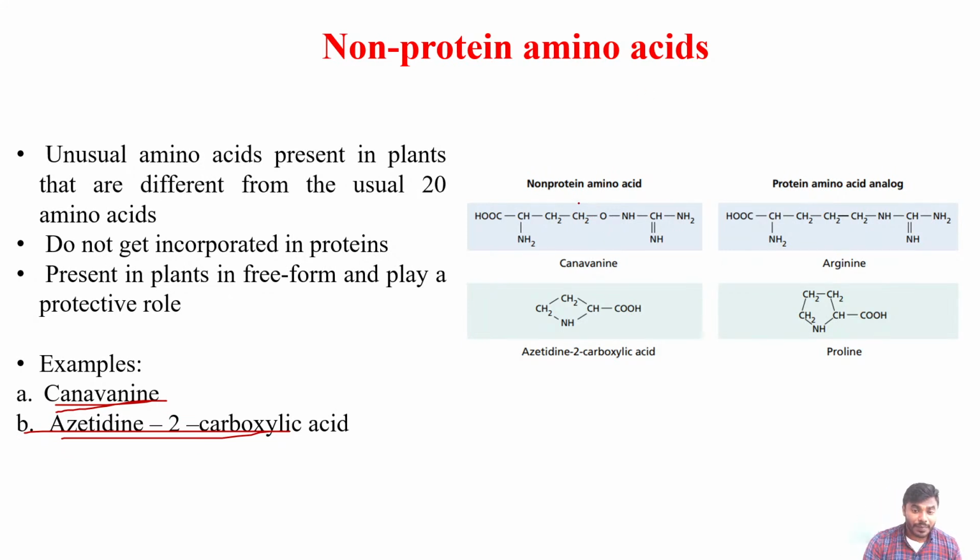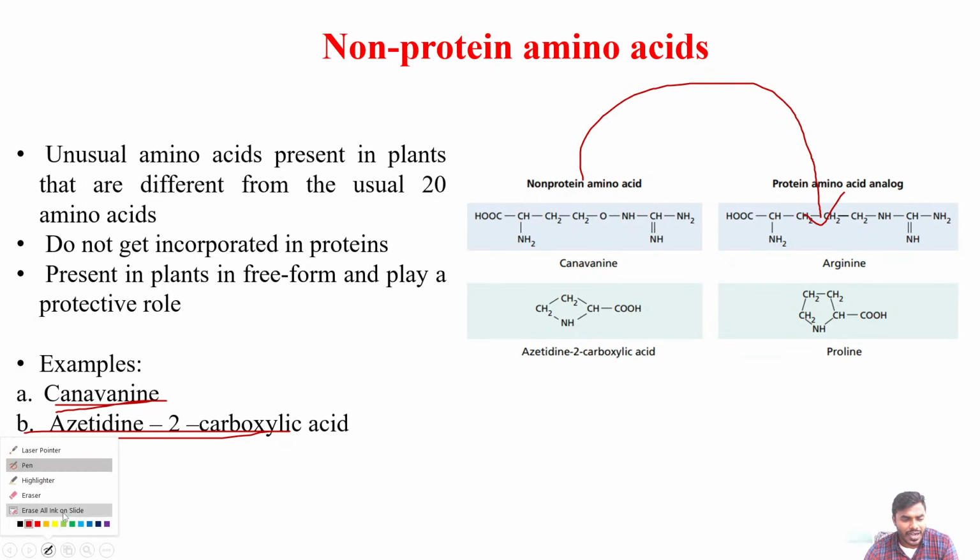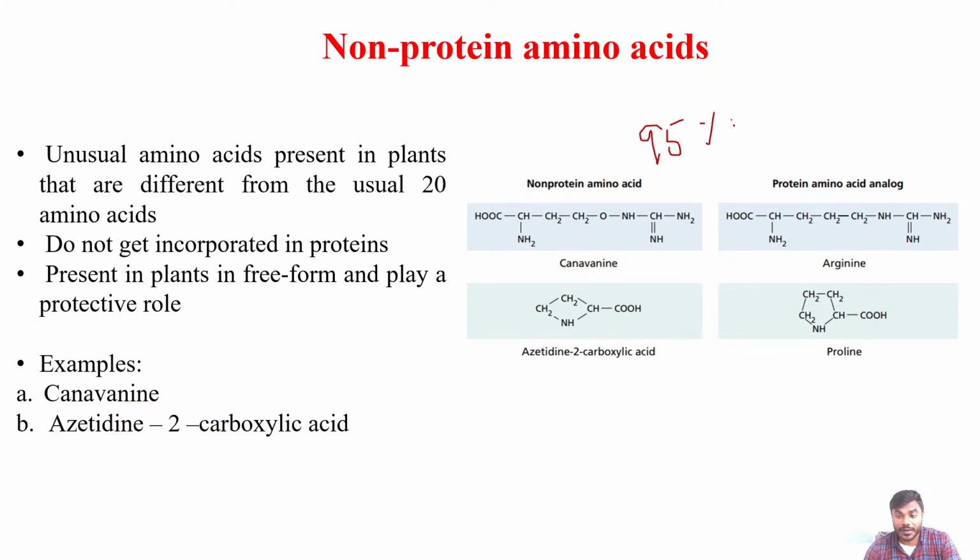You have to remember what kind of amino acid canavanine looks like, and what kind of amino acid azetidine 2-carboxylic acid looks like. That is also important, friends. Canavanine looks exactly like arginine. 95% of the structure is similar. See here, just replace this CH2 with oxygen, that's all. Entire structure is the same. But azetidine 2-carboxylic acid is similar to proline: 1 2 3 4 5 carbon with 1 NH group, here 1 2 3 4 carbon with 1 NH group.